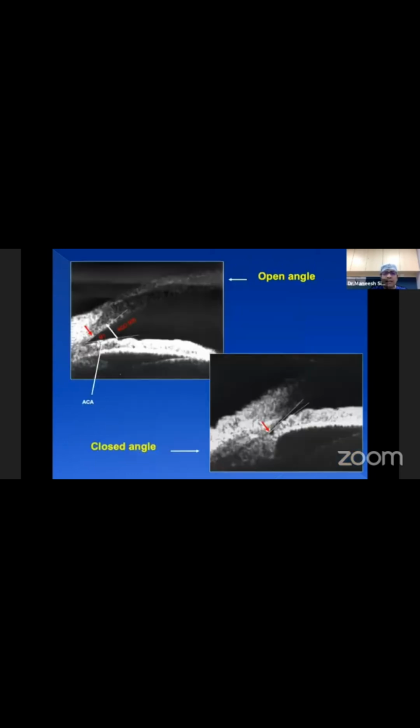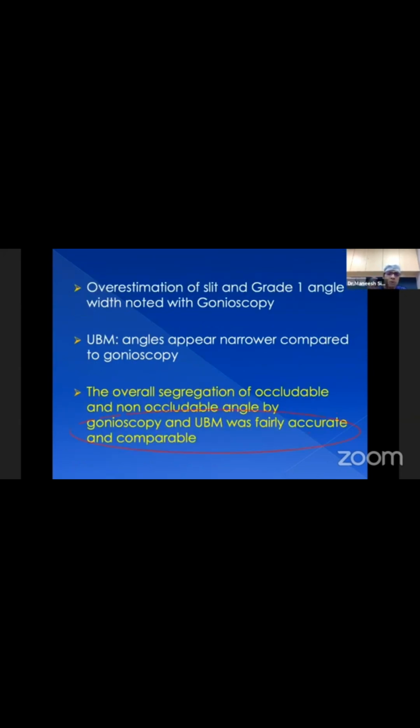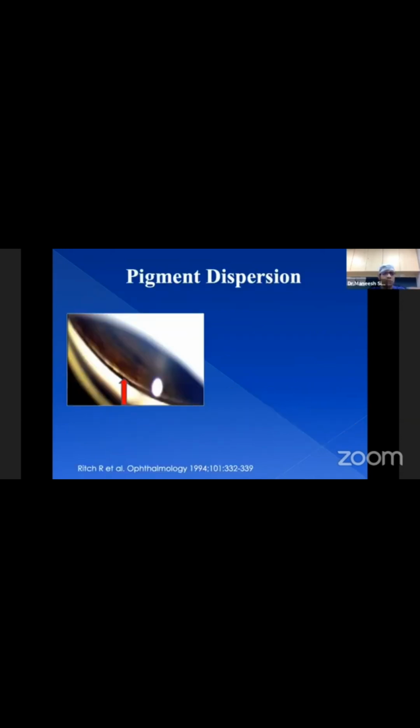day-to-day clinical practice. There have been multiple studies comparing gonioscopy with UBM or gonioscopy with anterior segment OCT. Most of them have found good correlation, but in both UBM and anterior segment OCT, it has been seen that the angle appears to be narrower compared to what we see in gonioscopy. But if we have a discrepancy, gonioscopy will always be the gold standard when it comes to deciding whether the patient needs an iridotomy or not, or whether it's an open angle or a closed angle.